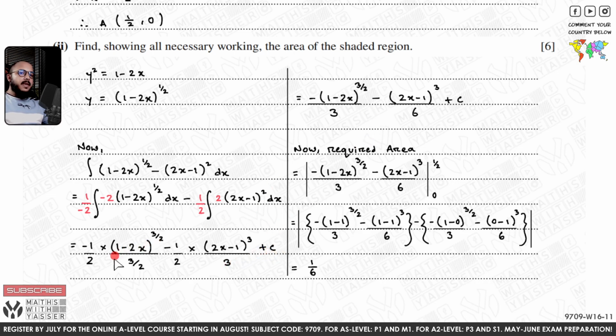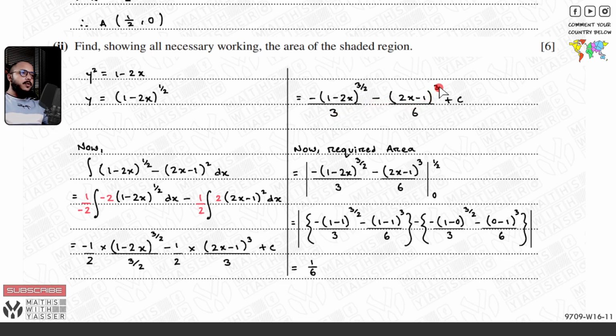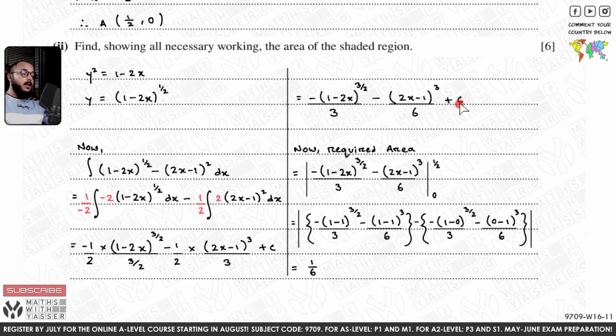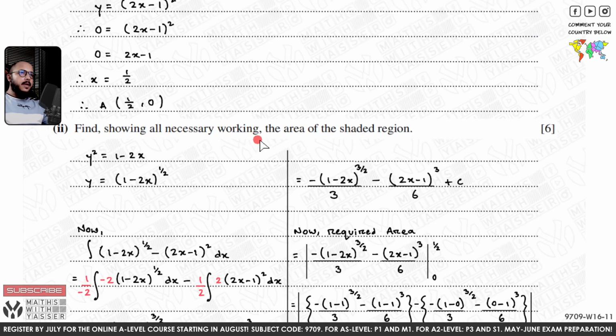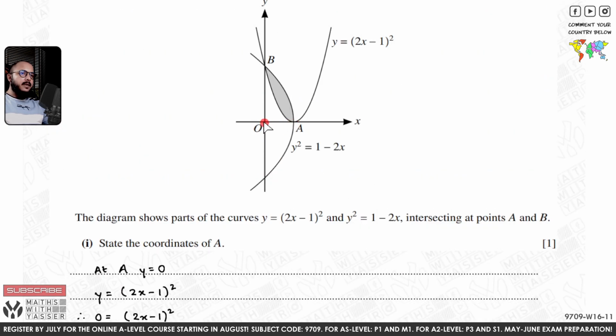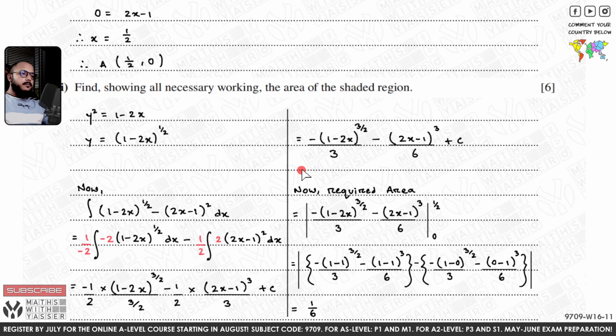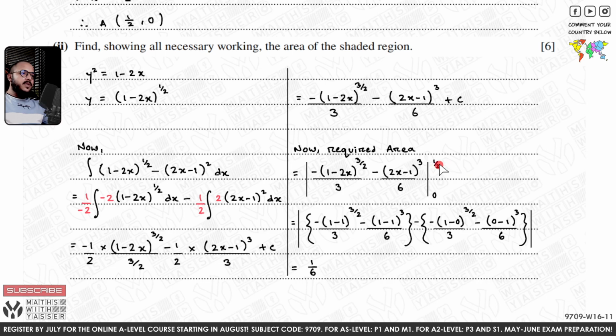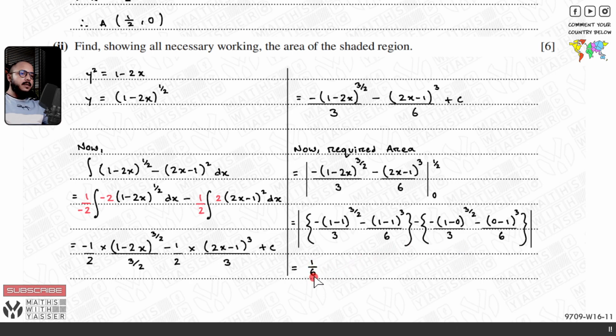So simplifying this further, we get -1 minus 2x to the power 3/2 over 3, negative 2x minus 1 to the power 3 over 6, plus c. So for the required area, we need the limits half and 0. Half was the x coordinate of point A, and you can check the graph again. So this is half and this is 0. So we simply have to substitute these two values into this equation, and doing so, we will be getting the area, which is 1 over 6.